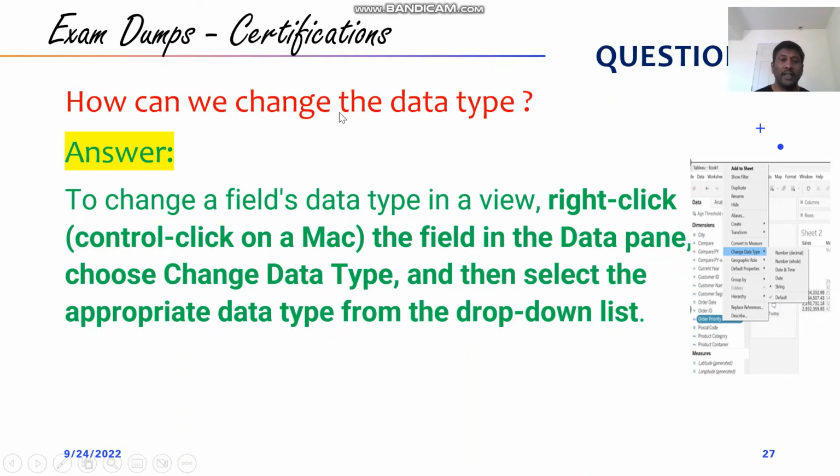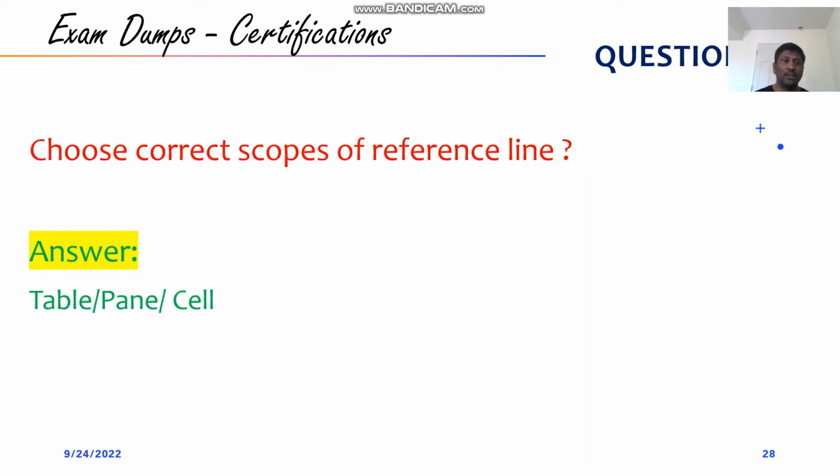How can you change a data type? To change a data type in the view, right click on the data item, choose change data type, and choose the type you want. You can also change it at the data source level when you are creating it. There are multiple ways, but this is one of the standard generic ways once you have imported your data set into your Tableau desktop. The next question: choose the correct scope of the reference line. The correct scope of the reference line may be at the table, pane or cell level.